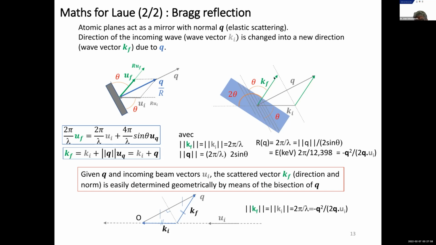KF is the outgoing vector. And you know that the incident angle is equal to the outgoing angle. And the scattering angle is the angle between the incoming beam and the outgoing beam. And this is 2 theta, for people working in scattering experiments. This is the 2 theta angle, so the scattering deviation, the scattering angle.